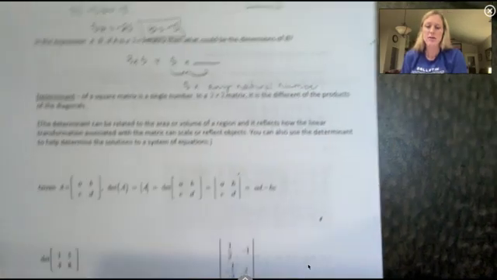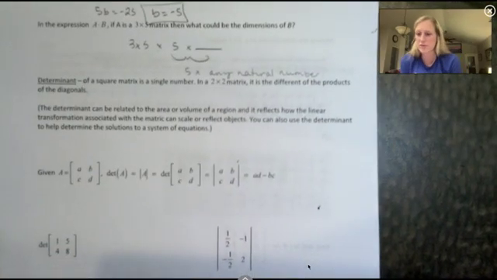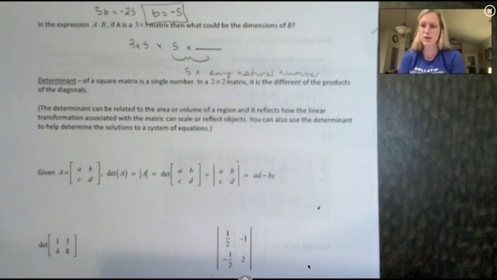Okay. So now we're going to look at the new vocab for today called the determinant. So it must be a square matrix. Again, square just means the same number of rows as columns. So for example, a 2 by 2 matrix is a square matrix. The difference of the products of the diagonals is how we define the determinant.